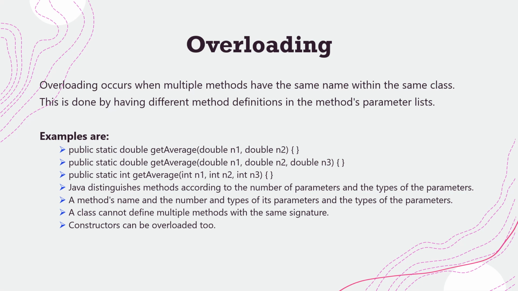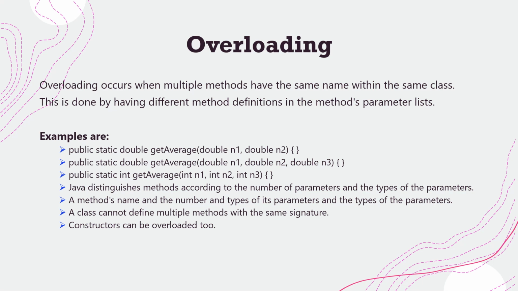Overloading occurs when multiple methods have the same name within the same class. This is done by having different method definitions in the methods' parameter lists. Examples are public static double getAverage(double n1, double n2), public static double getAverage(double n1, double n2, double n3), public static int getAverage(int n1, int n2, int n3).